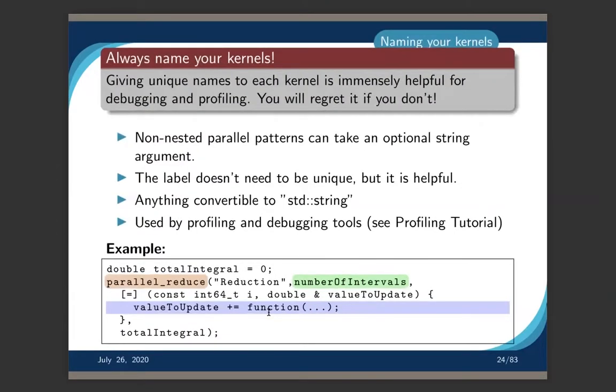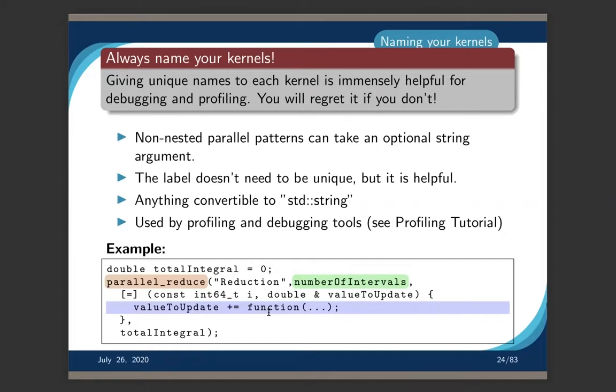So one other thing I want to remind you is, you should give your kernels names. Kokkos actually in its interface allows you to provide a label as a first argument to these parallel patterns.